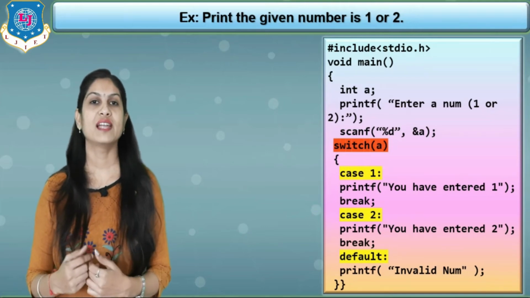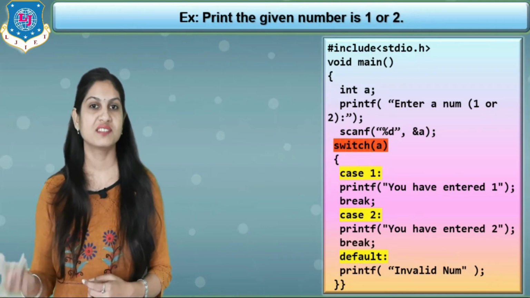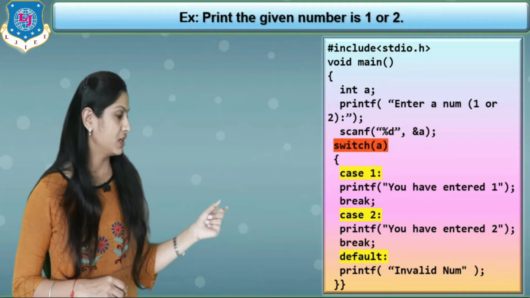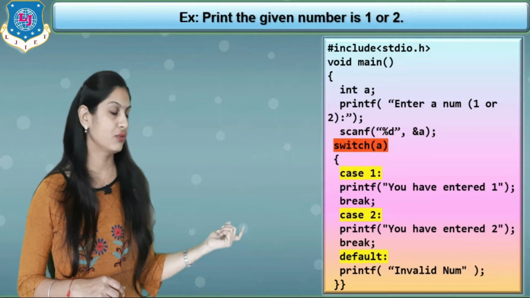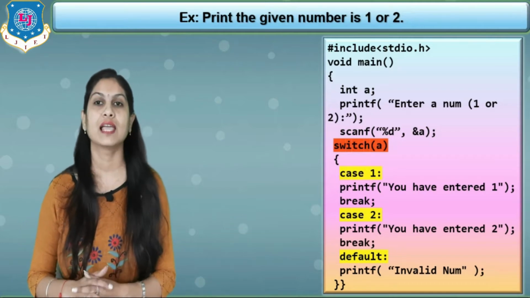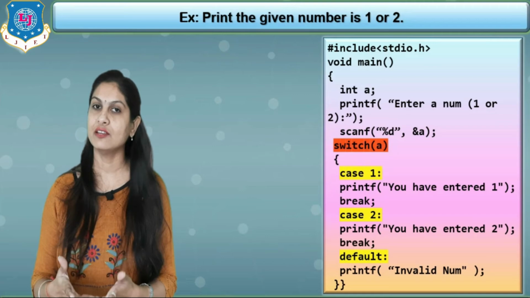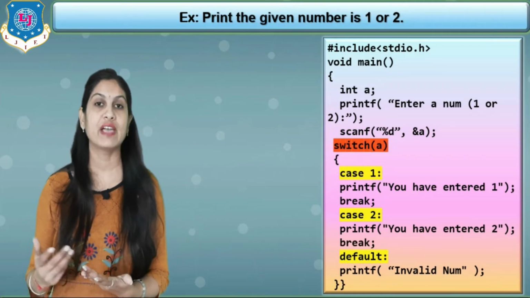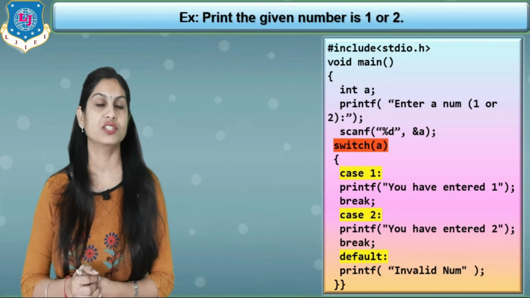But suppose you enter 5 or X or Z, then in that case we have to write default. So the default case is executed and the message is just like printf, it is invalid number. Clear? So this is the logic for a switch when you can apply it in your logic.